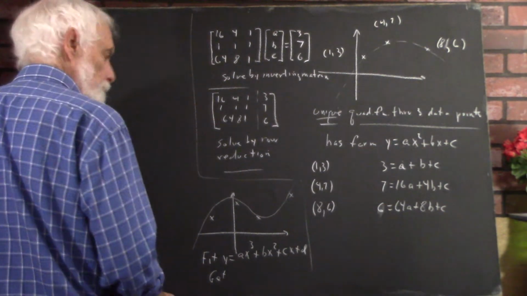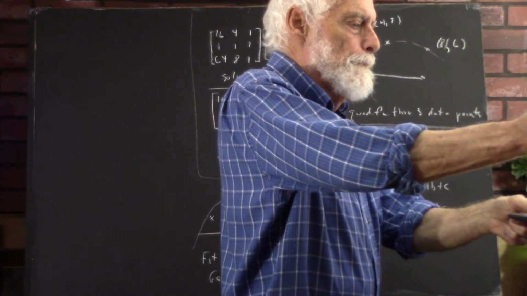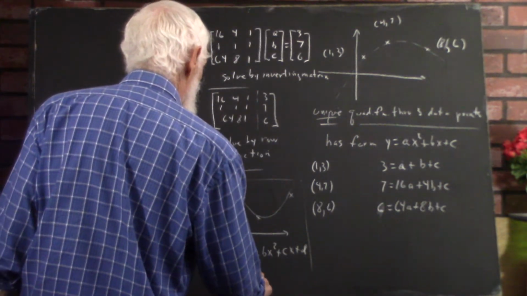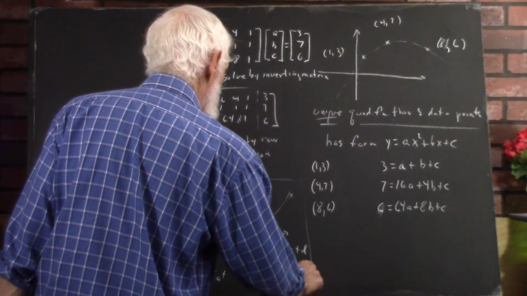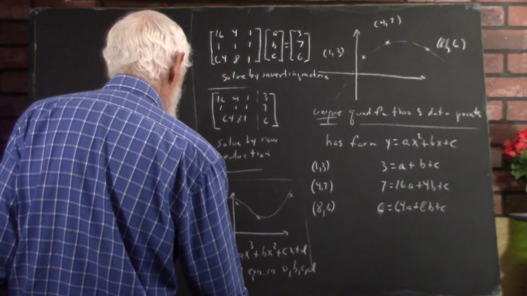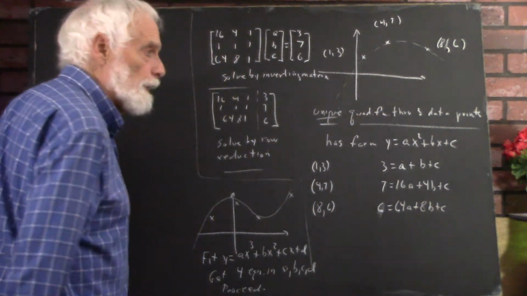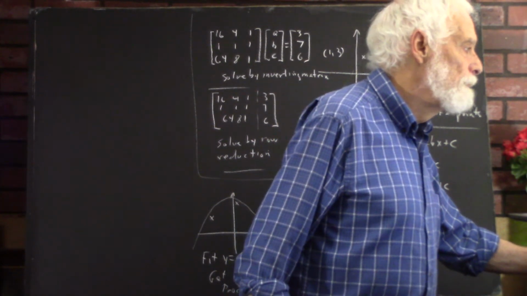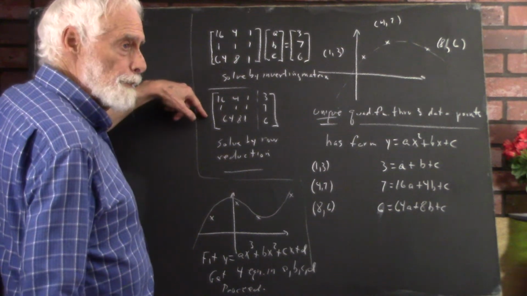So we're going to get four equations in unknowns A, B, C, and D, and we can proceed. And we can proceed either by inverting the matrix or by a row reduction.